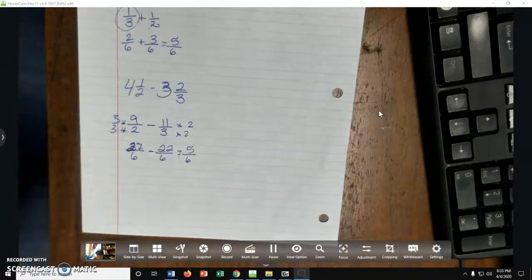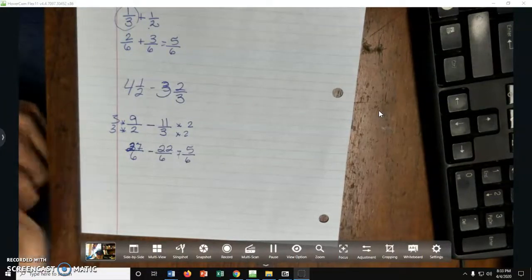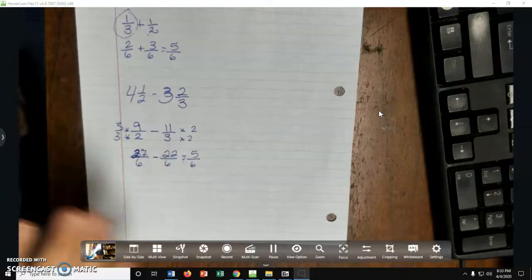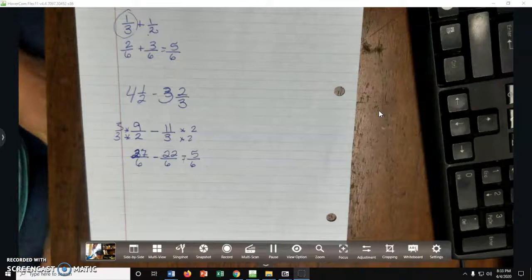I hope that helps. That gives you several different ways, and we talked about those in lesson 11 as well. So see which way works best for you, which way makes the most sense, and let me know if you guys have any questions.